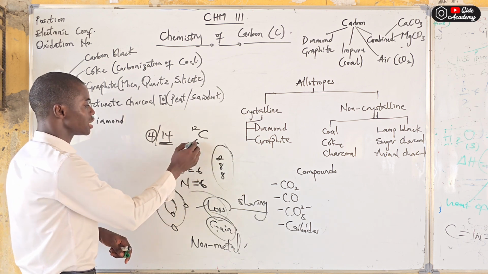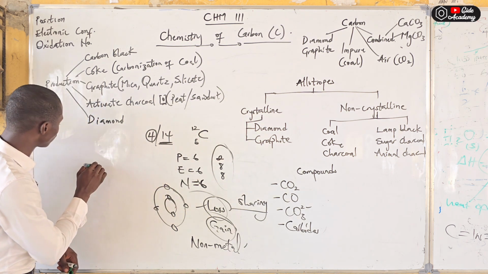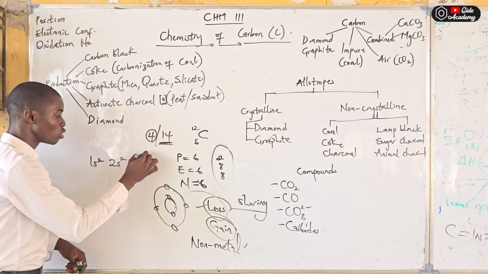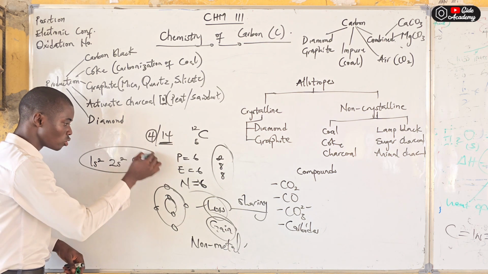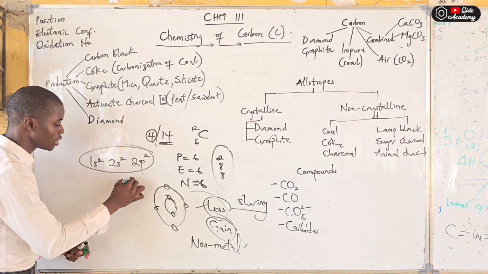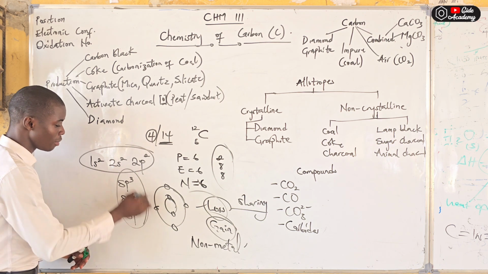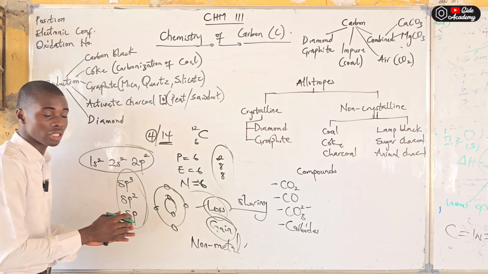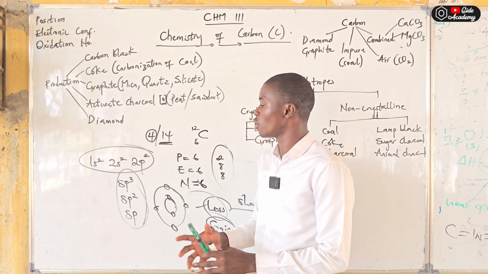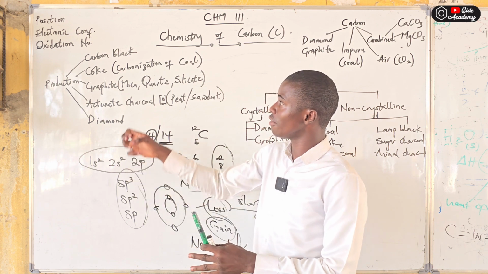The electronic configuration of carbon is 1s2, 2s2, 2p2, and carbon undergoes what we call hybridization. So it can form sp3, it can form sp2, and it can also form sp. Carbon can also undergo what we call catenation, which is the ability of a carbon atom to form a straight chain, a branched chain, or a cyclic chain.